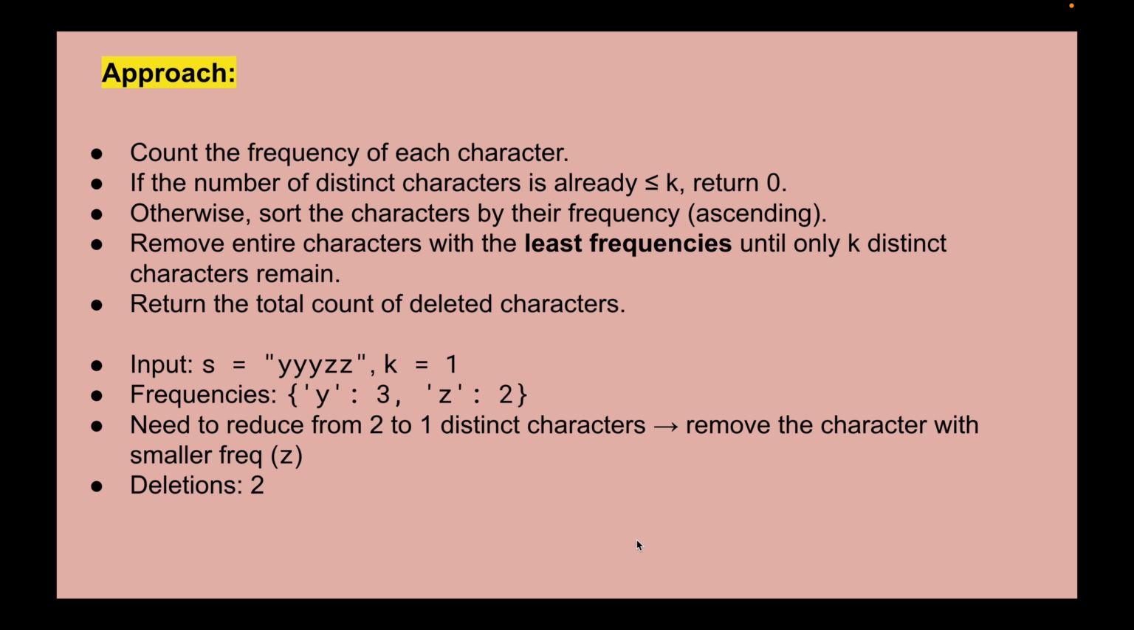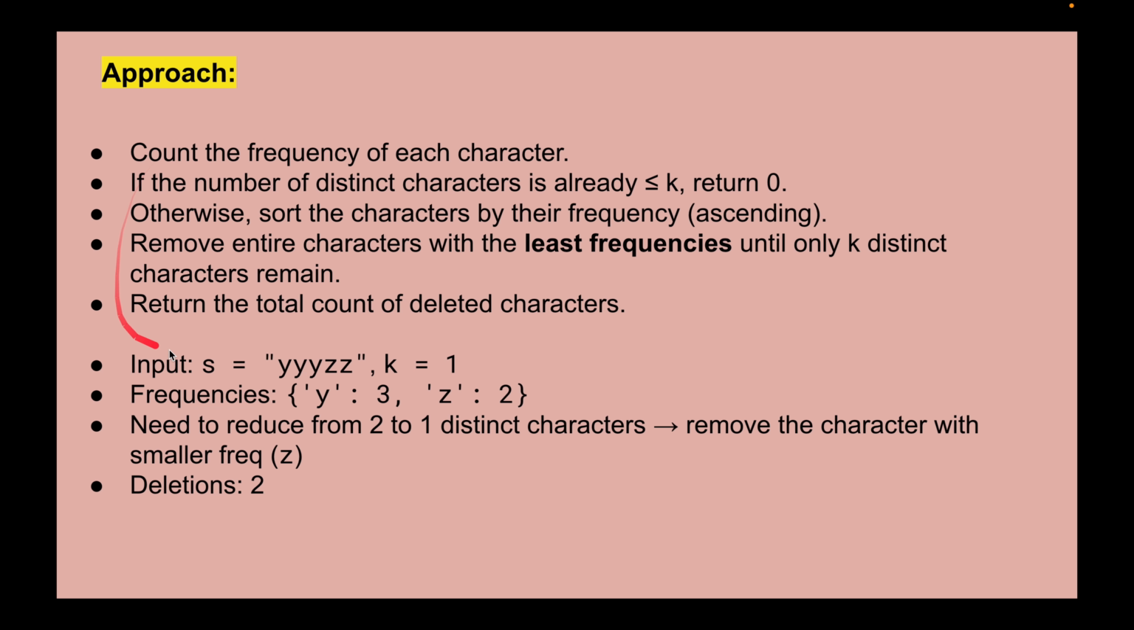So for this, we have to count the frequency. This is the approach. Our approach will be a greedy strategy where we count the frequency of each character. If the number of distinct characters is already less than or equal to k, we return 0. Otherwise, we sort the characters by their frequency in ascending order. We remove entire characters with the least frequency until only k distinct characters remain, and then we return the total count of the deleted characters. So these 5 steps we will follow.